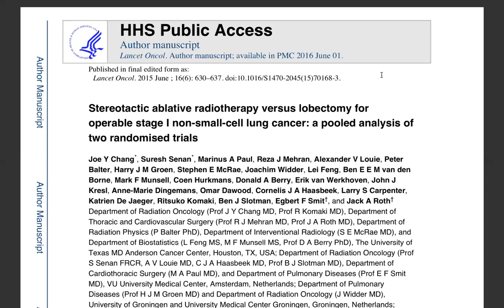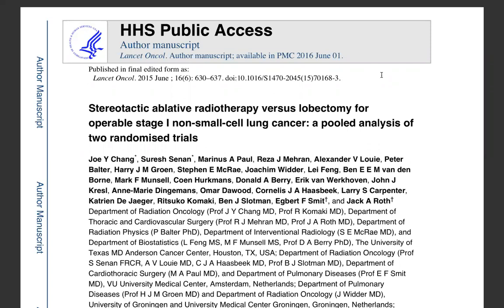Sir, so they're comparing two modalities of treatment, sir. One is surgical versus non-surgical radiotherapy. A pooled analysis of two randomized trials. They are just analyzing it, sir. So it is a paper based on two randomized trials. What do you think of the title? Is it well written, or is it poorly written?